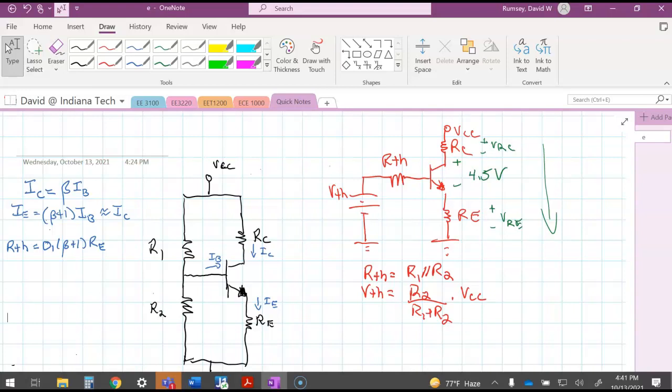And so what we're going to look at now is a different loop here. So we're going to look at this loop. And in this loop, first off, this current going in here is IB. And then coming down through here is IE. I don't know why it keeps doing this to me. It's probably because I'm left-handed.